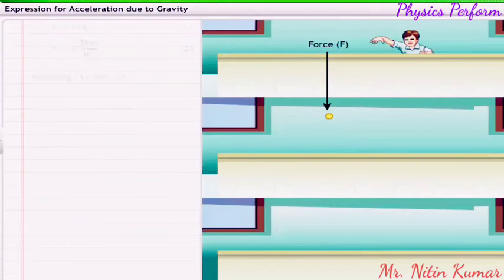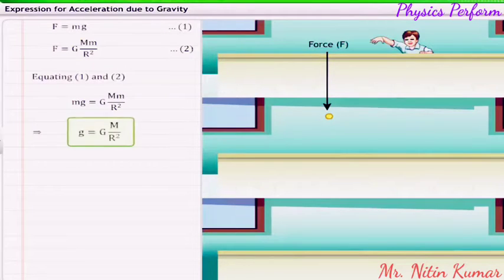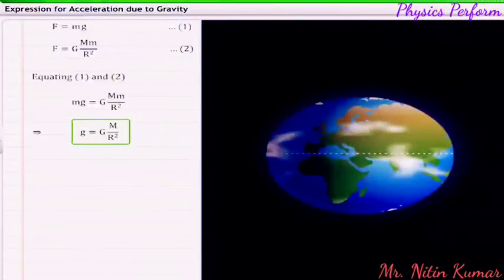By equating 1 and 2, we can calculate the acceleration due to gravity as g is equal to G multiplied by M divided by R square. Since the Earth is not a perfect sphere, its radius is maximum at the equator and minimum at the poles. Hence, the acceleration due to gravity is greater at the poles than at the equator. However, this difference is negligible for bodies on Earth.